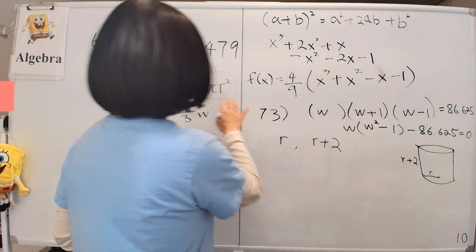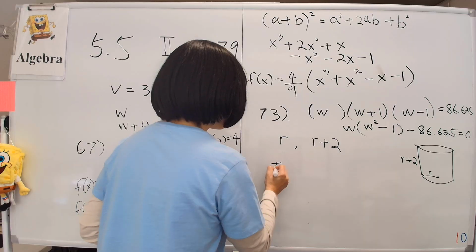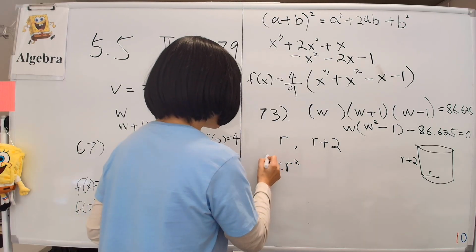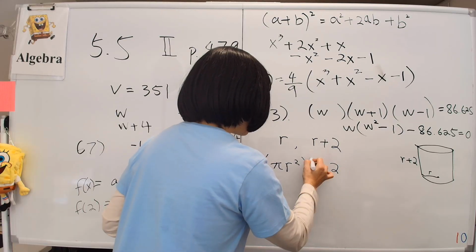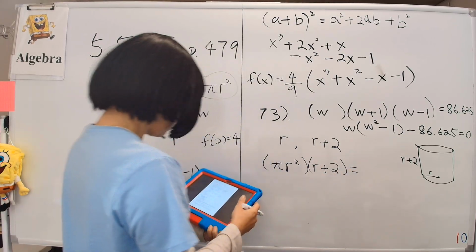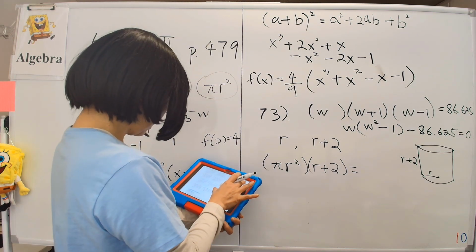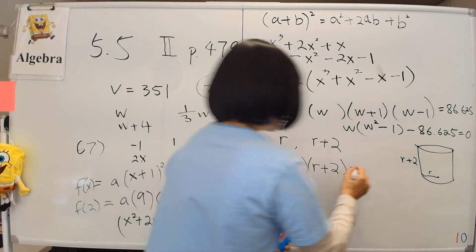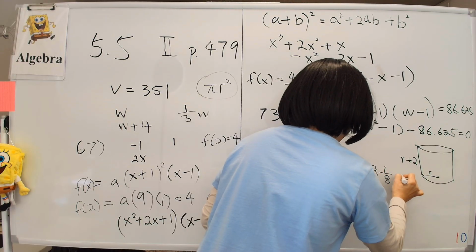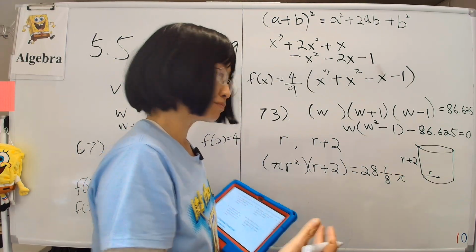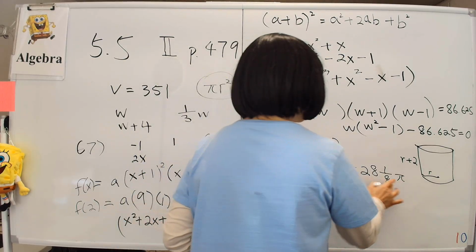So in this case, the area of the base is pi r squared. We'll write down pi r squared, the area of the base, times the height, r plus 2. And that is going to be equal to the 28 point something. It's 28 and 1/8 pi. Yeah, the 0.125 is 1/8. Am I right? Yeah, 28 and 1/8 pi.